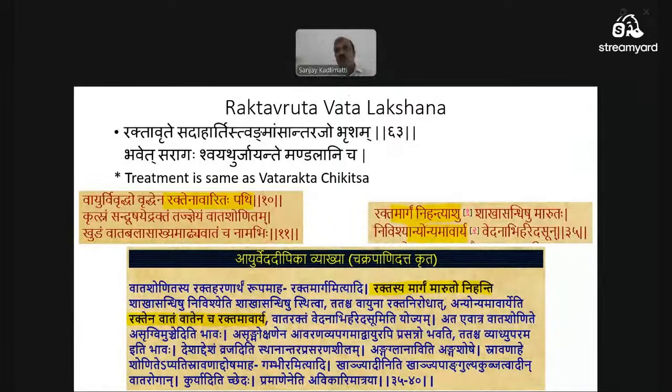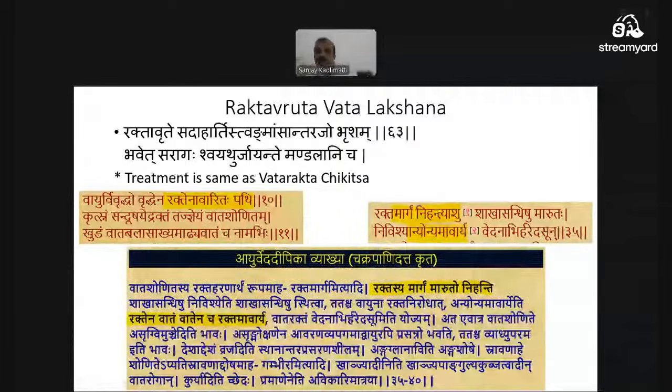Now, out of interest, when we go to Chikitsa 29, shloka number 10 and 11: Vayuhu vivruddho vruddhena raktena avaritah pathi. The word Avarana is used. The Vata's path is obstructed by the Vruddha Rakta. Not only that, I always tell my students the only disease in Ayurveda where there is Anyonya Avarana is Vatarakta. Here, Raktena Avaritah Pathi: Vata's path is obstructed by the Rakta. And see here, Rakta Margam Nihantyashu, Rakta Marga is also blocked. By whom? Shakha Sandhishu Marutah. Vata is blocking Rakta, and Rakta is blocking Vata.